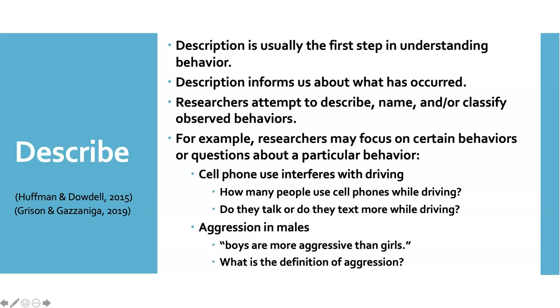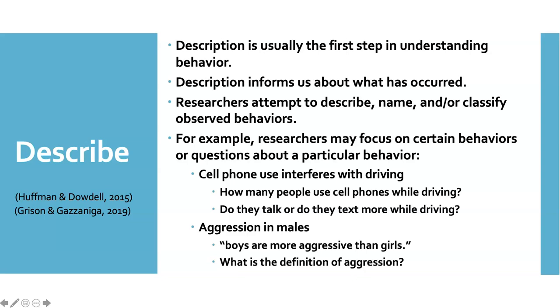The description goal is usually the first step in understanding any behavior. In this step, the description goal informs us about what has occurred. In their studies, researchers attempt to describe or name or classify observed behaviors. A researcher may focus on certain behaviors or questions about a particular behavior.